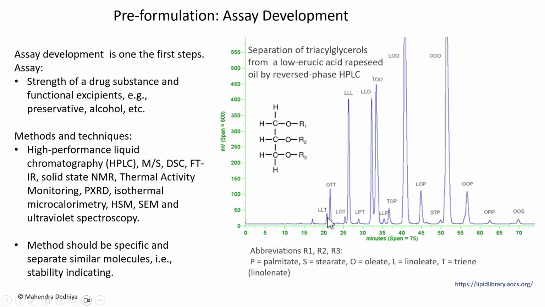So this peak here represents that. Similarly, OTT, oleate, triene. So this would be oleate group, R2, R3 being triene groups is shown here. And this HPLC, with its runtime of 75 minutes, is able to separate different components of triacylglycerol. So one can use this type of method in preformulation.